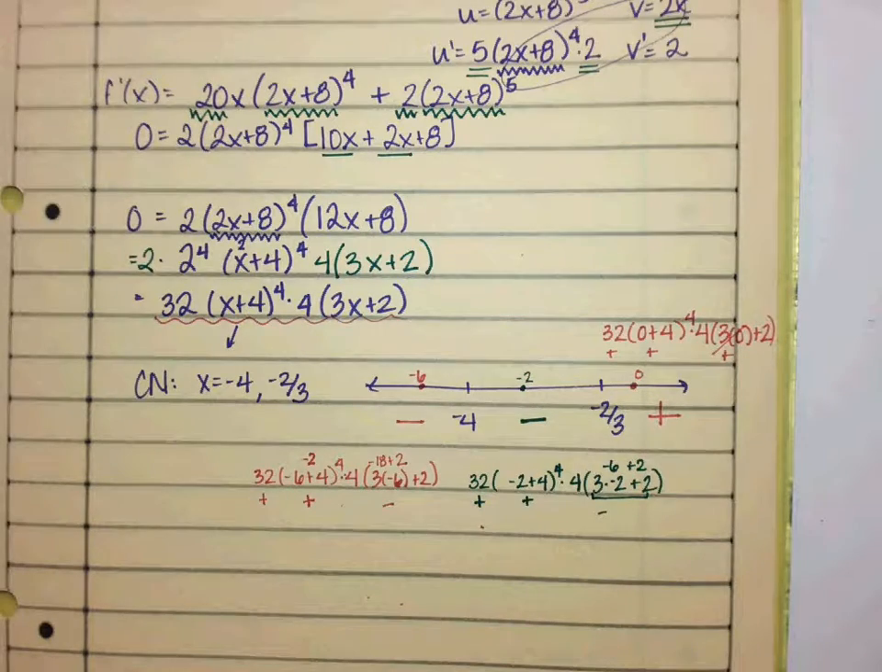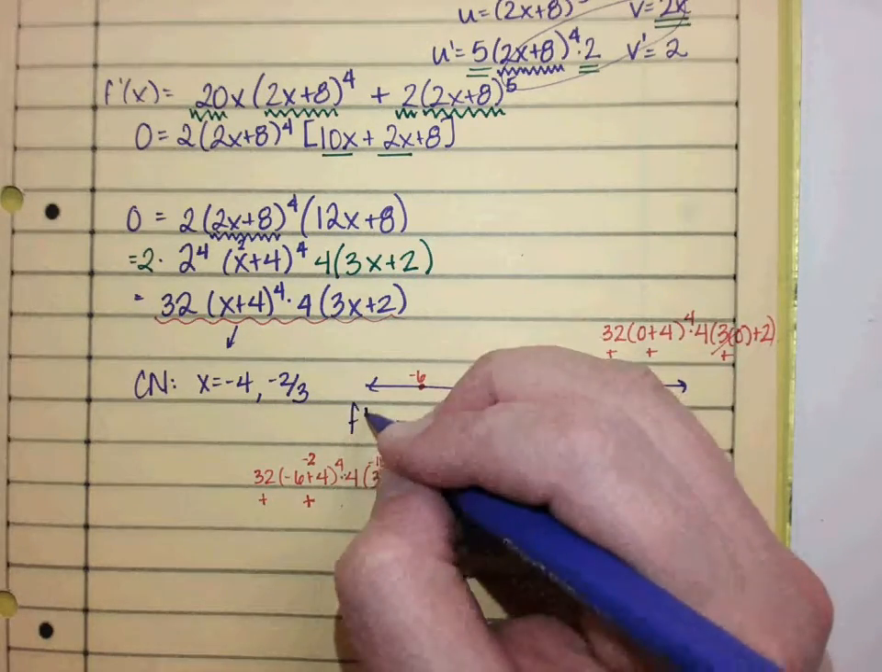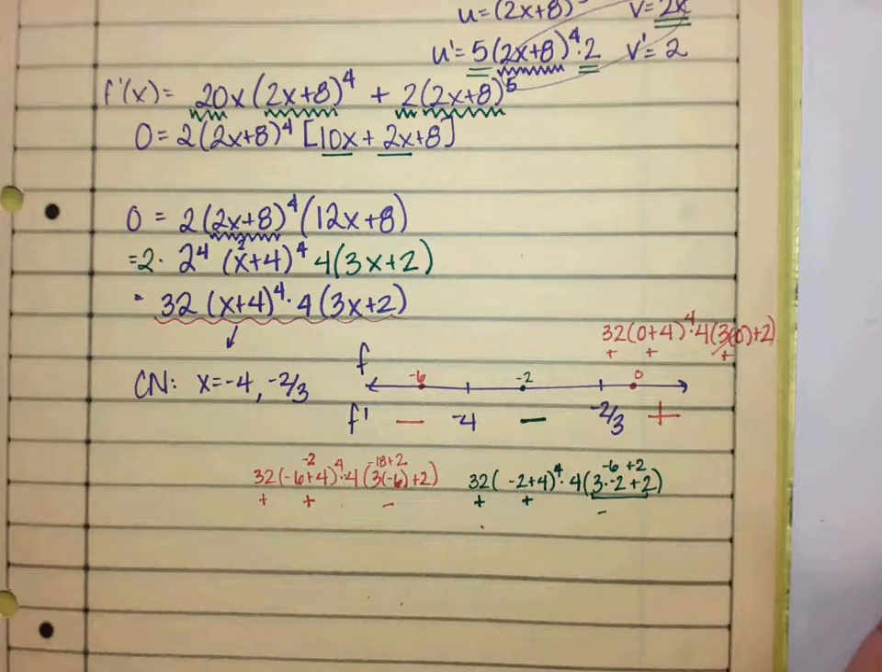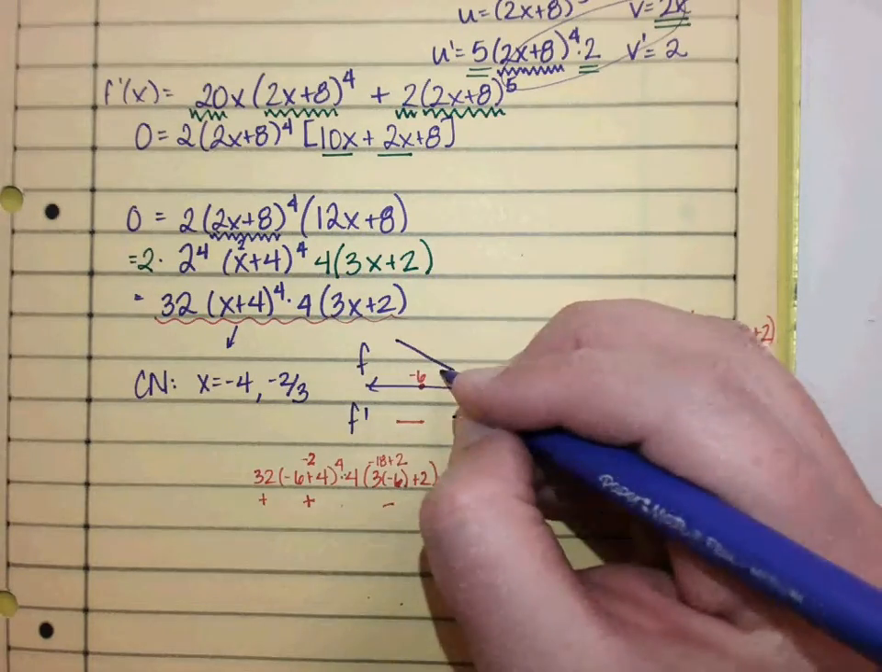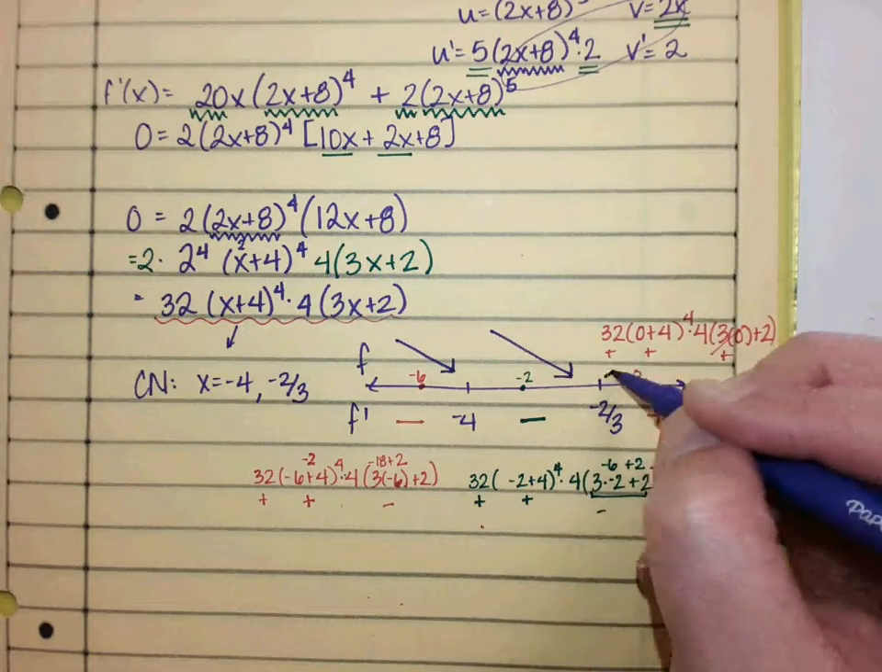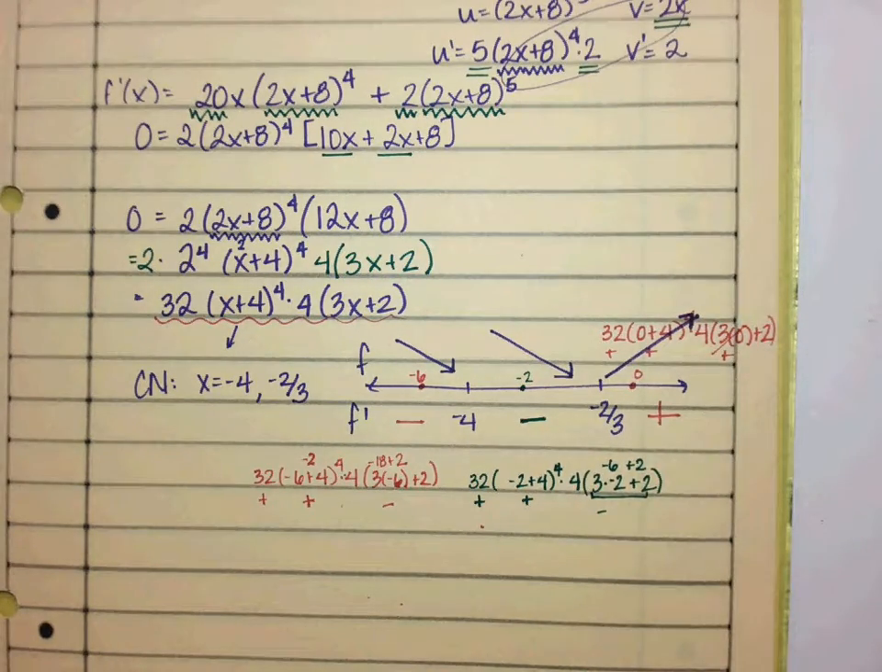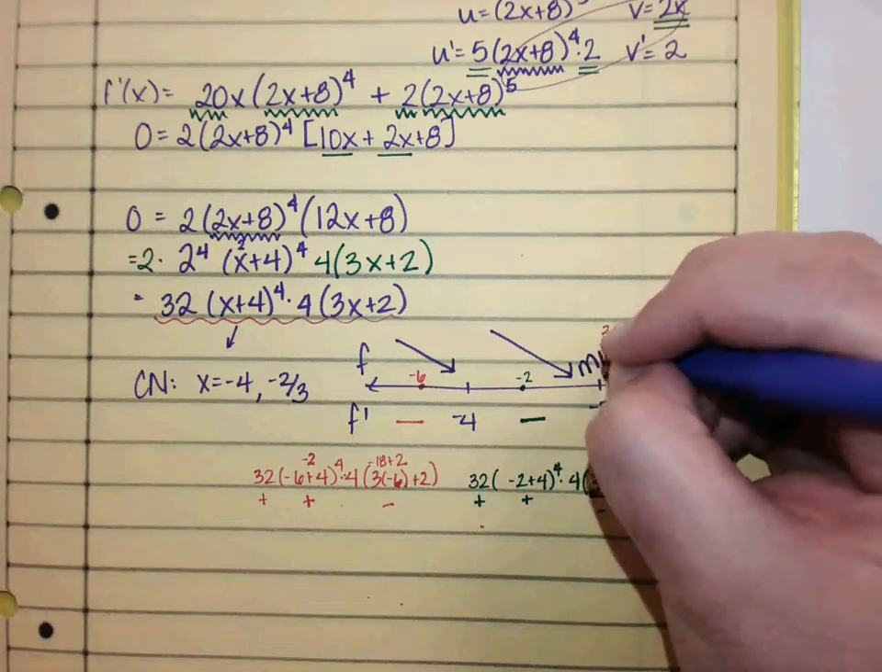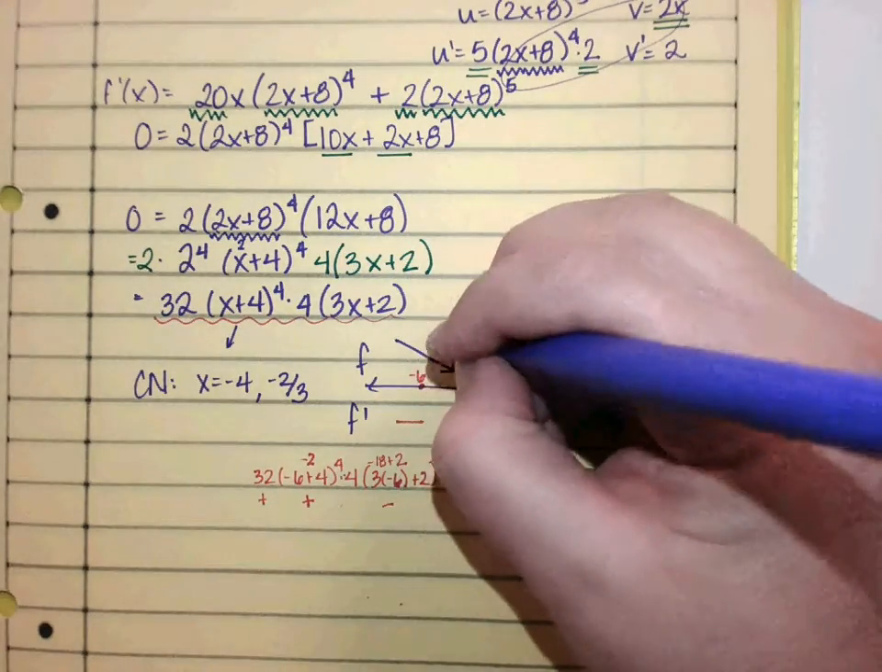So remember, those are the signs for f prime. F prime tells me what regular f is doing. When f prime is negative, f is decreasing. Negative again, still decreasing. Positive is increasing. That makes this one a minimum, and that makes this one a neither.